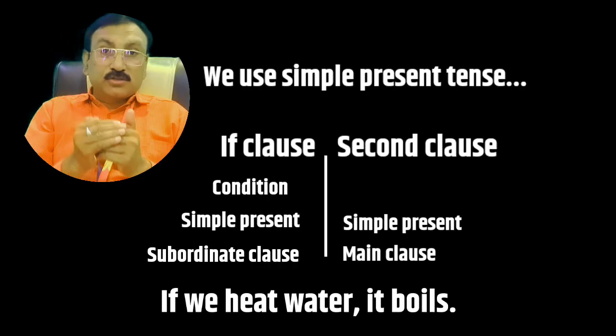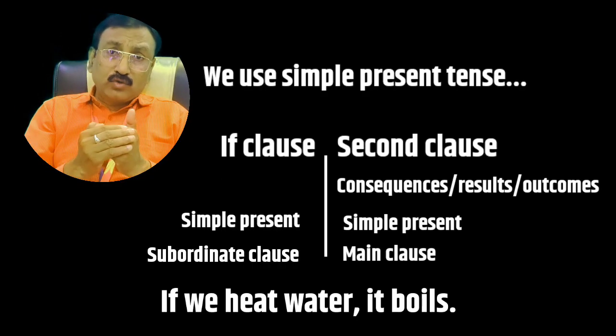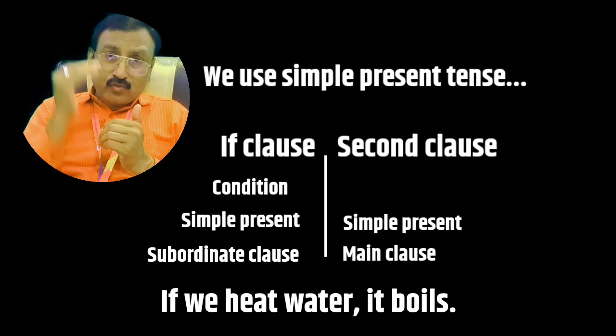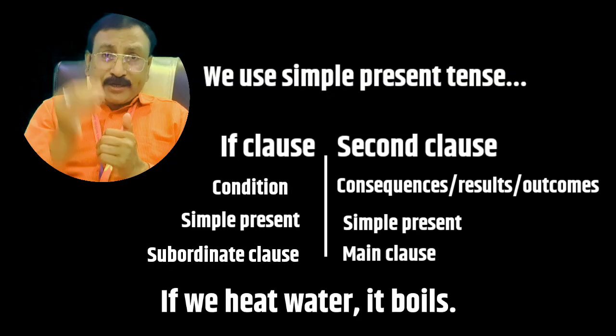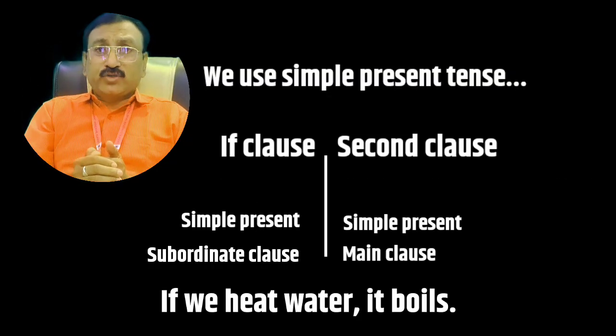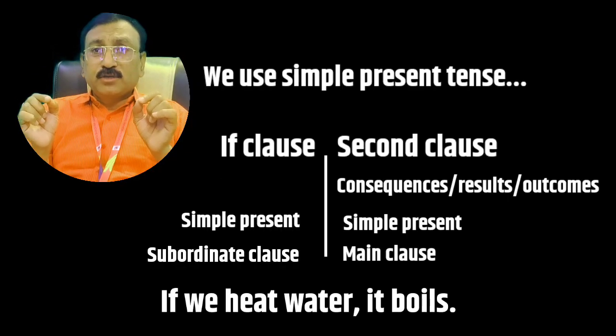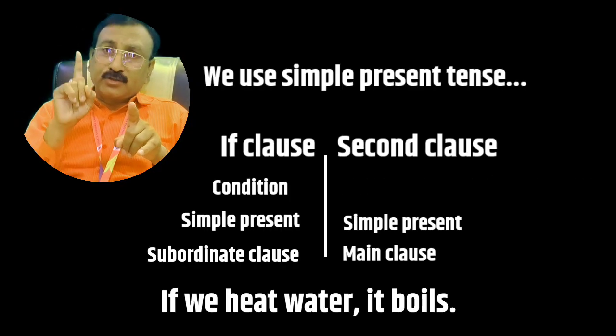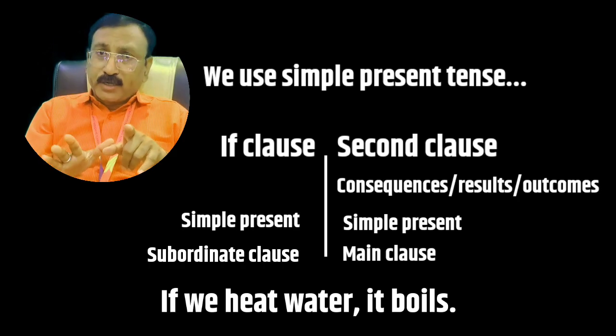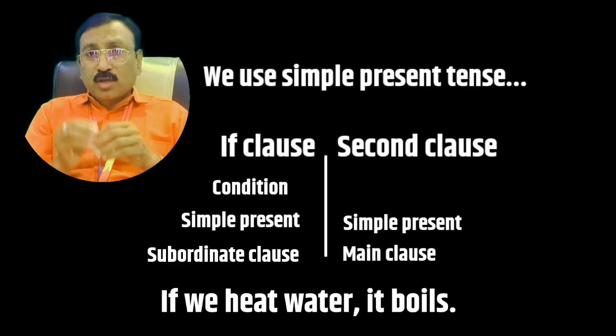Okay, so this is how, when we want to express universal truths, scientific facts, habitual actions, we have to use simple present tense in both the clauses of the conditional sentence. So I hope that you must have understood how to frame a conditional sentence, which tense should be used in both the clauses while framing the conditional sentence.